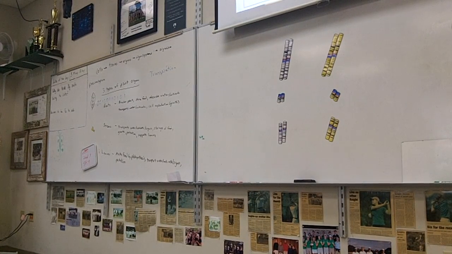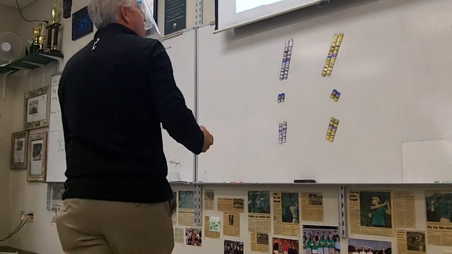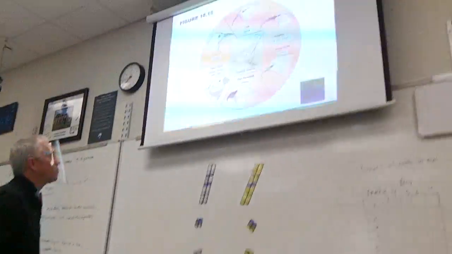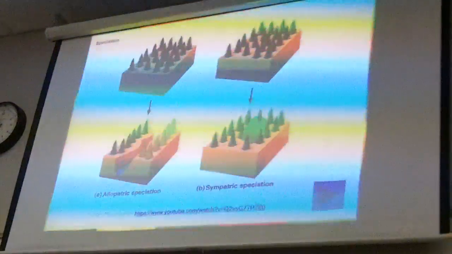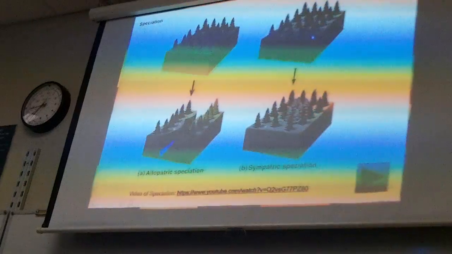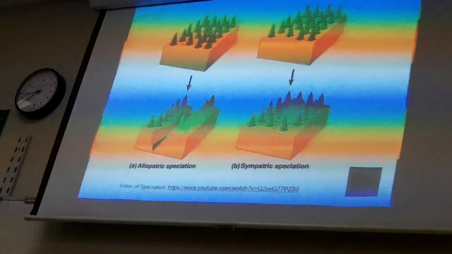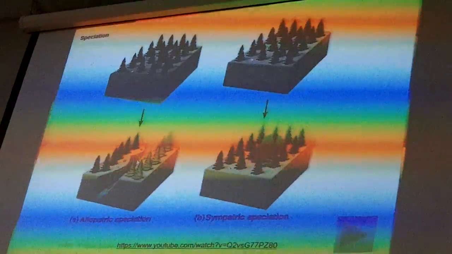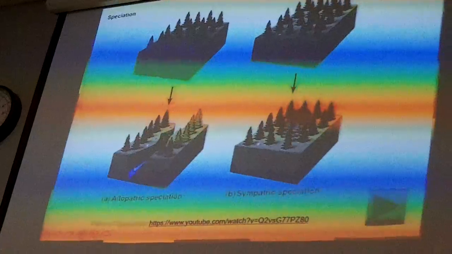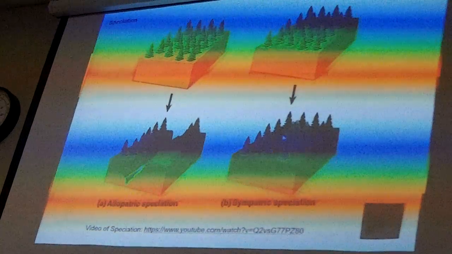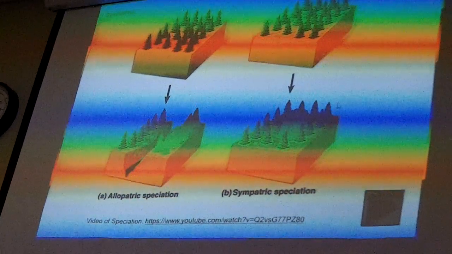So along the chromosome lines, I want to go back to this picture. Remember how here we have this forest, and all of a sudden a new species appears? It's different from the old. And there's been no separation. There's been no geographic isolation. So how did this new species just form all of a sudden?